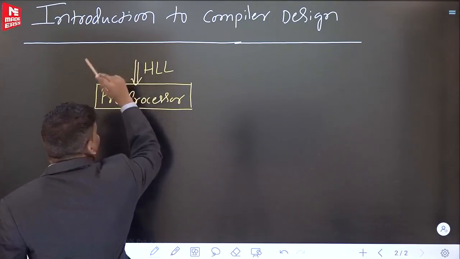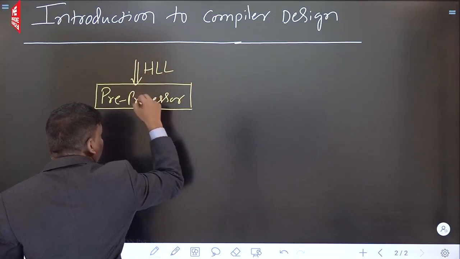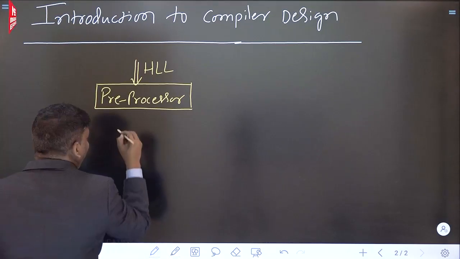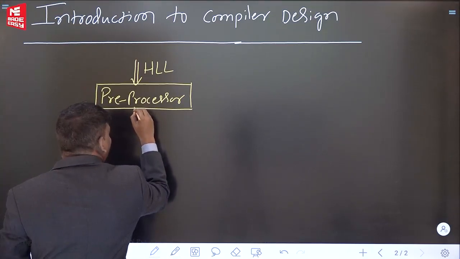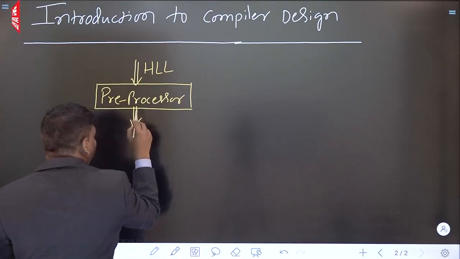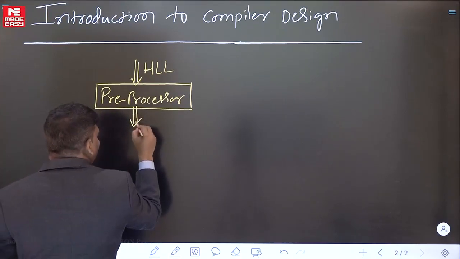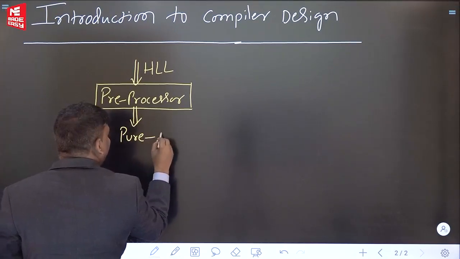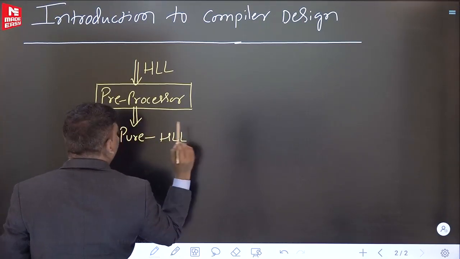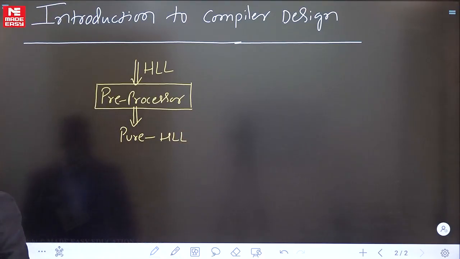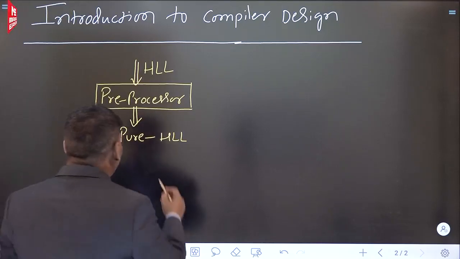Please be careful. This is the introduction to compiler design. Please try to get this right. So the input to this preprocessor is going to be high-level language. Some people say high-level language is the input to the preprocessor, it's okay. What is the preprocessor output? Listen, the preprocessor output is going to be pure high-level language. Input is high-level language, output is pure high-level language. Some people are asking, what is the meaning of pure high-level language?